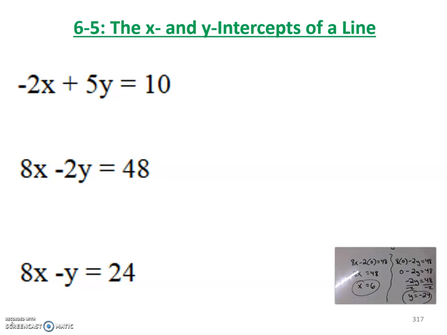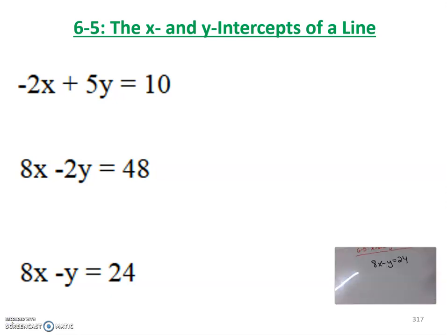There we go. Again, if I wanted to find this answer by using the cover method, I want to find y, so I cover x. What's my answer? -2y equals 48. Solve for y. Divide both sides by -2, and I get y equals -24. Again, if I were to write both of these as a coordinate, x would be 6, y is 0. Here, x would be 0, and y would be -24.